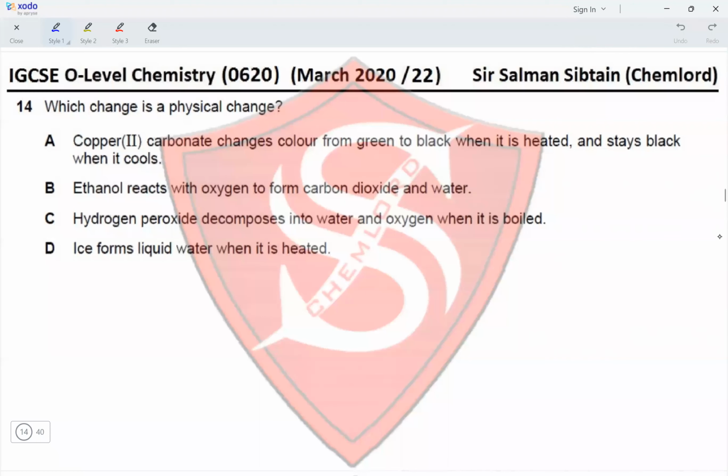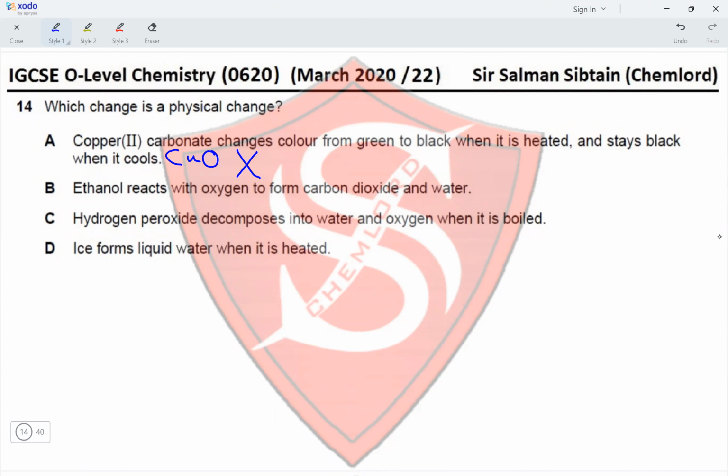Question 14. Which change is a physical change? Copper(II) carbonate changes color from green to black when it is heated and stays black when it cools, because copper carbonate is converted into copper oxide, which is CuO. This is the salt that is black in color. So this is a chemical change, not a physical change.